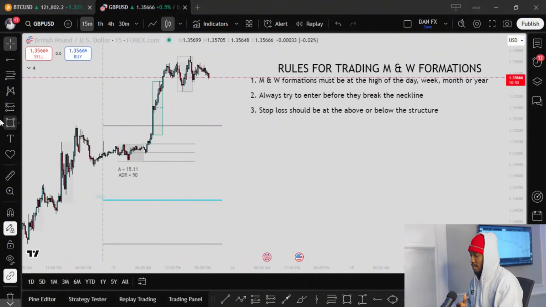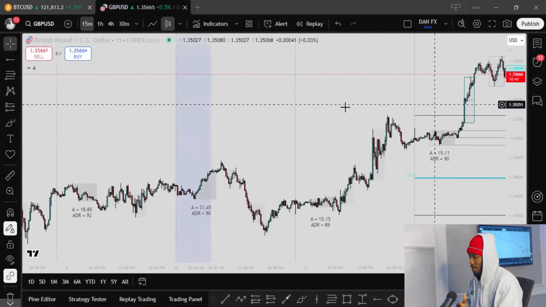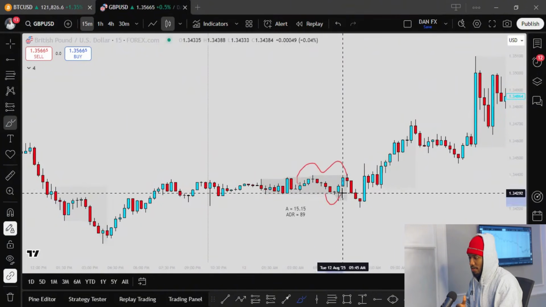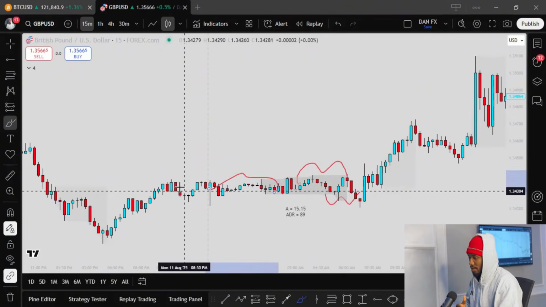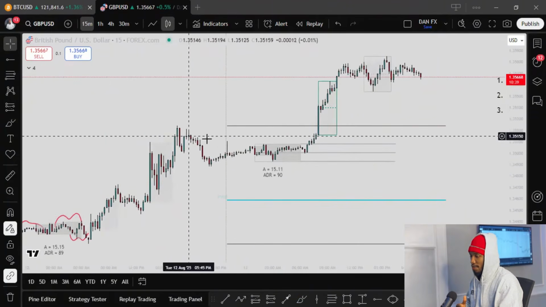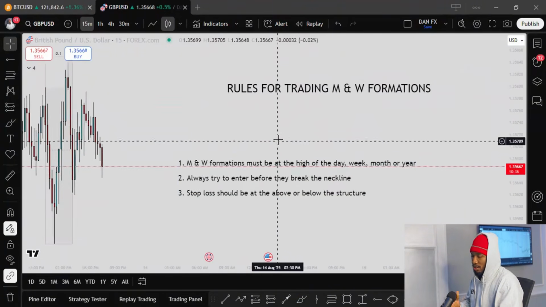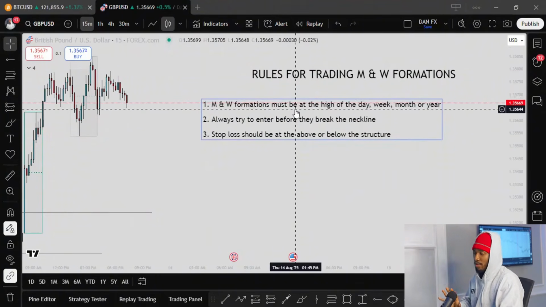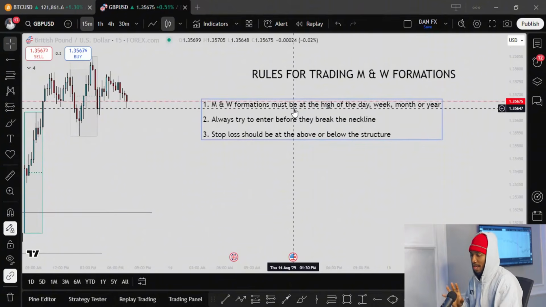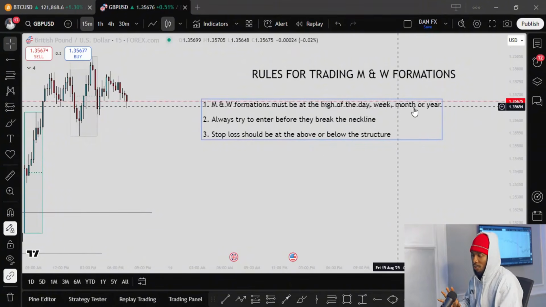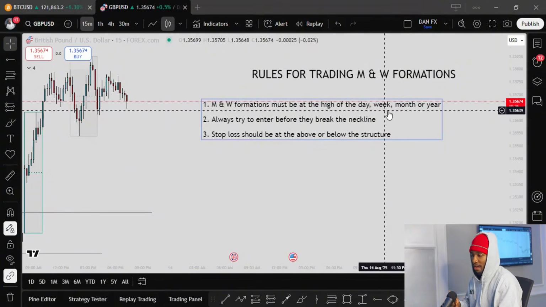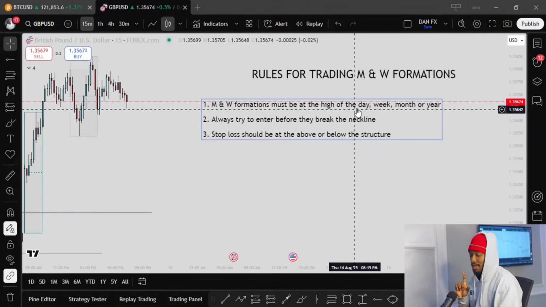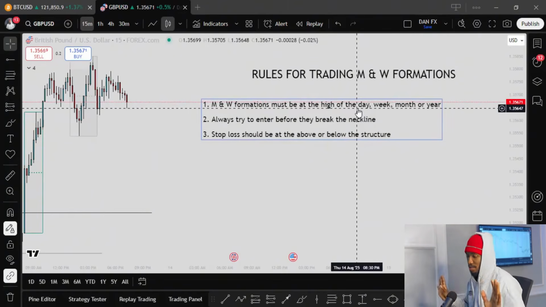For example, when you have a consolidation like this, you might say, okay, maybe this is an M, or this is a W formation here, or is this an M formation here, or W formation here. You're going to get confused, right? And this is the one rule that's going to clarify everything for you. The M and W formation, double top, double bottom, has to be at the high of the day, high of the week, high of the month, high of the year. If it's at the high of the week, month, or year, automatically it's going to be at the high of the day. It's just automatic.